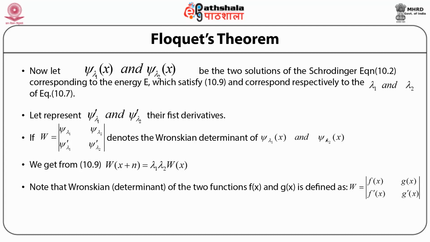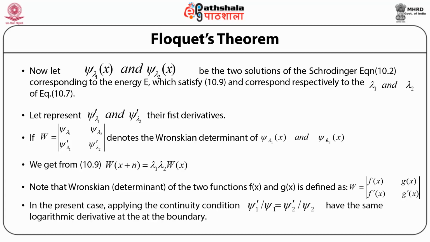Note that the Wronskian, that is the determinant of the two functions f of x and g of x, is defined as W is equal to the determinant of first row f of x, g of x, second row f prime of x and g prime of x. In the present case, applying the continuity condition, that is psi 1 prime by psi 1 is equal to psi 2 prime by psi 2, they have the same logarithmic derivative at the boundary.